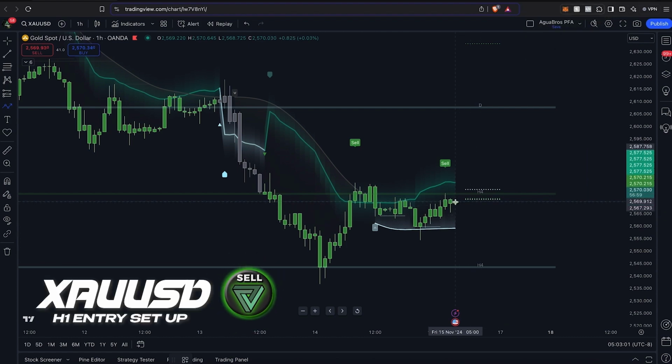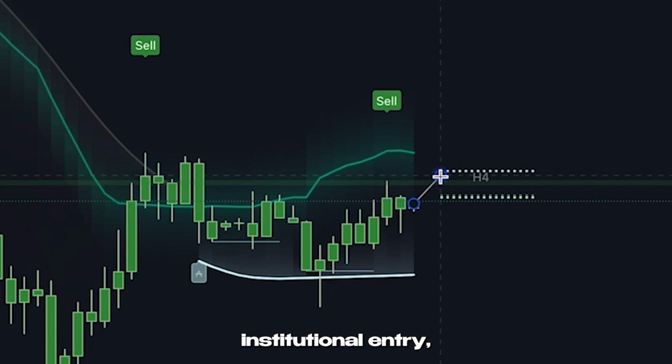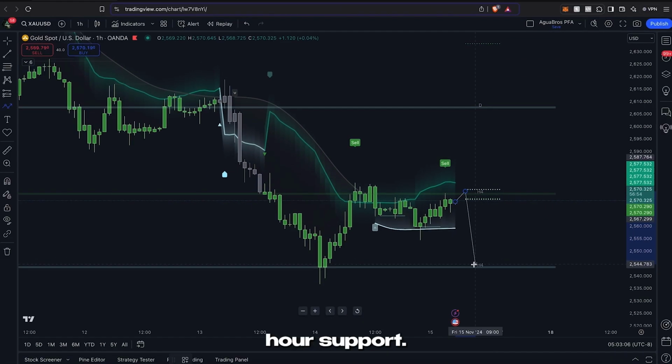I'm looking at XAUUSD right now on the 1 hour, anticipating a push to the upside to the institutional entry, which is also the 4 hour resistance, and taking price down to the 4 hour support.